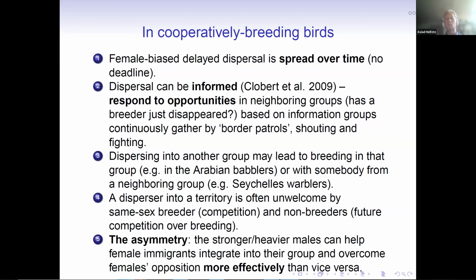And here's the asymmetry. Males are heavier and stronger, typically, and therefore they like females joining their group. They are more able to defend them and welcome them than females welcoming males and overcoming the opposition of the local males.